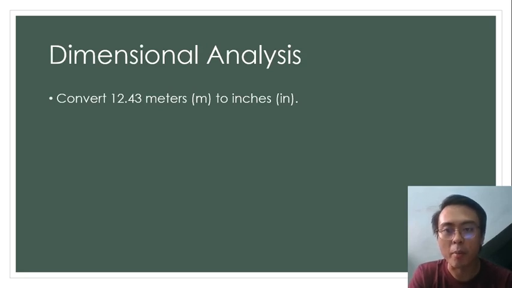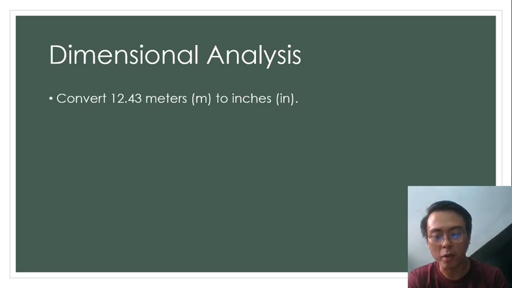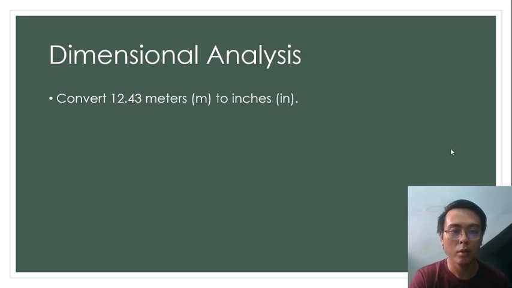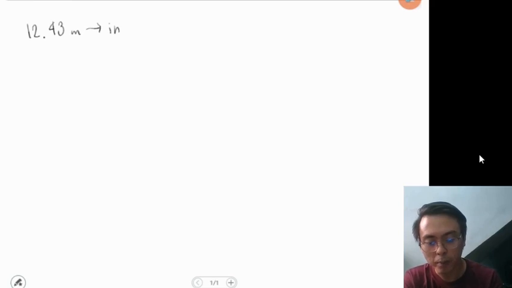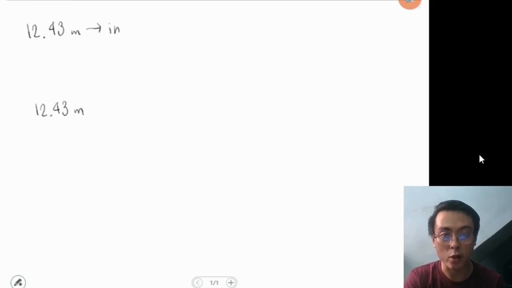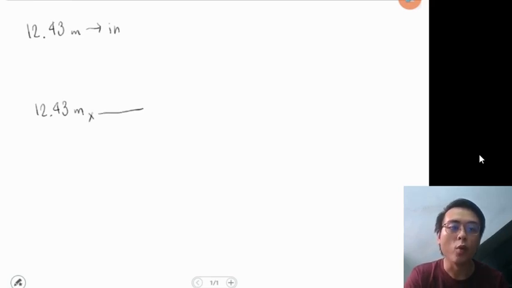Okay, let's try this example. Convert 12.43 meters to inches. Okay. Using the dimensional analysis method, or the unit factor conversion method, you first start with a given 12.43 meters. And basically, we are using here ratios. So ratio, there is a number at the top, there's a number at the bottom, or there's a numerator and a denominator. What you want is, we want to arrive at the desired unit. We want to arrive at inches at the top.